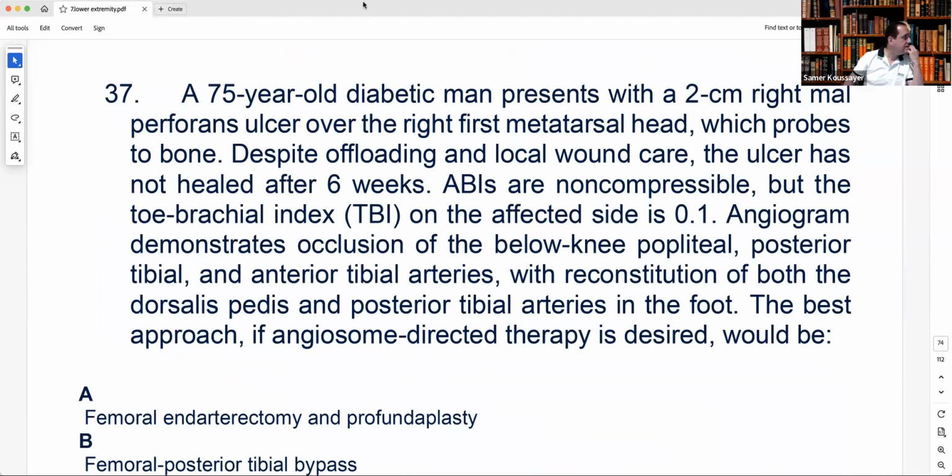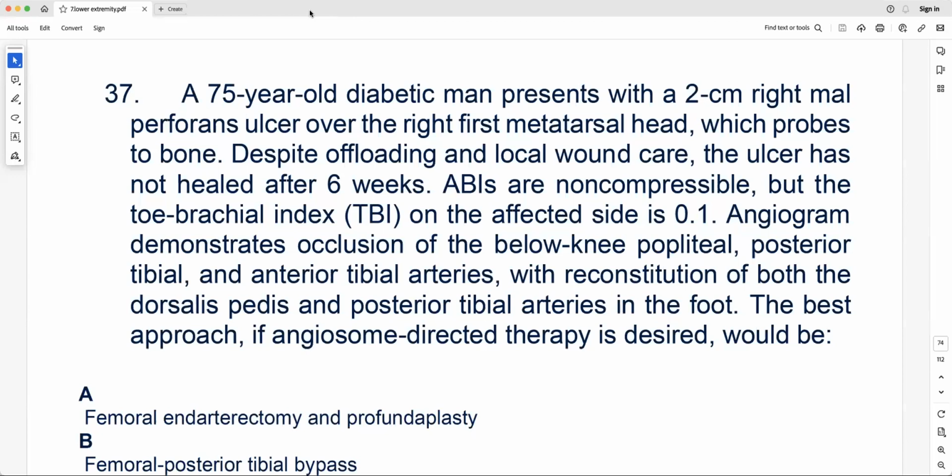Yeah. A 75-year-old diabetic man presents with a 2 centimeter right malperforans ulcer over the right first metatarsal head, which probes to the bone. Despite offloading and local wound care, the ulcer has not healed after 6 weeks. ABIs are non-compressible, but the toe brachial index on the affected side is 0.1. Angiogram demonstrates occlusion of the below knee popliteal, posterior tibial, and anterior tibial vessels, with reconstitution of both the dorsalis pedis and posterior tibial arteries of the foot. The best approach, if angiosome-directed therapy is desired, would be.